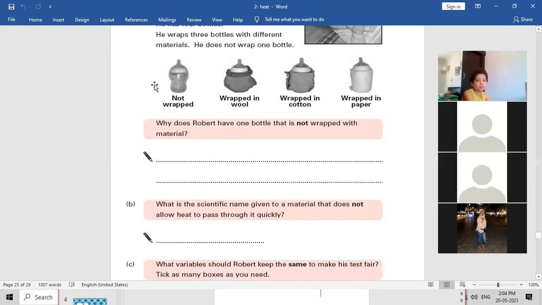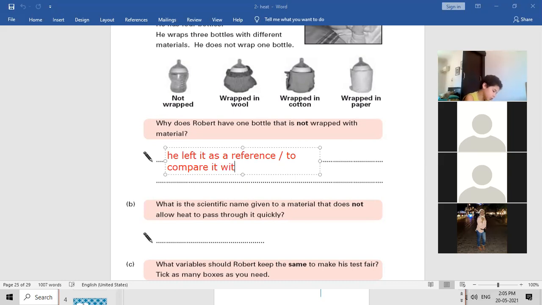The rest of you, do you understand? Yes. So the answer is going to be he left it as a reference. Or maybe we can use other words: to compare it with the test results. Both of the answers are correct.